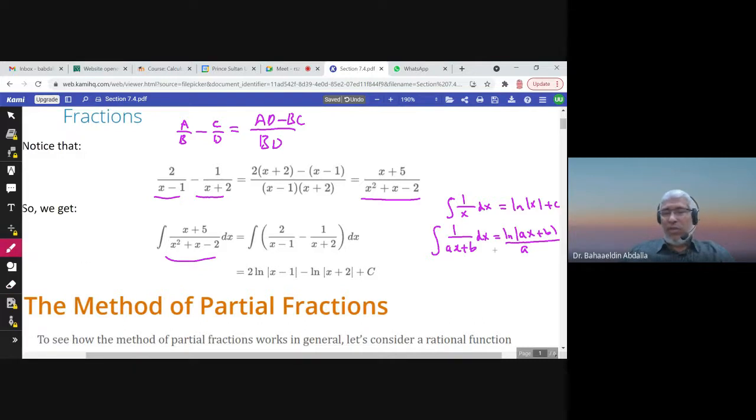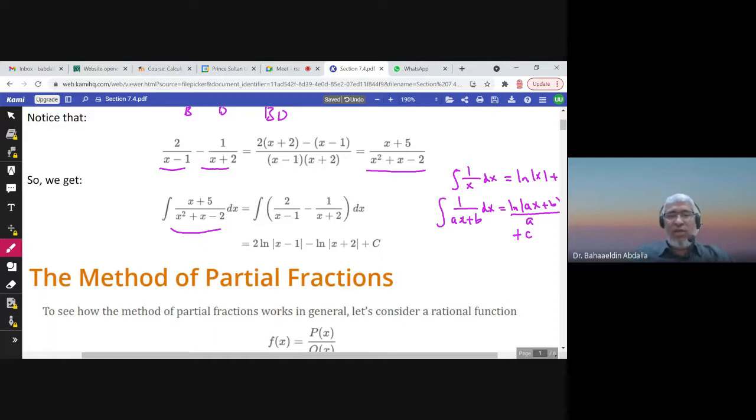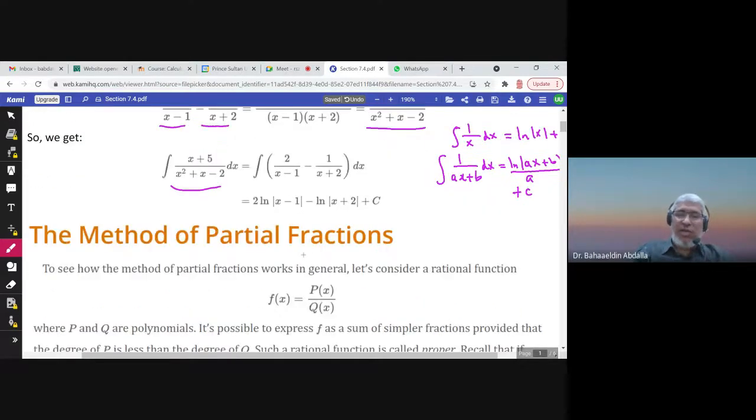So here, integral of 2 over x minus 1, 2 is a constant, you take it out, and integral of 1 over x minus 1 is ln absolute value of x minus 1. So if we can write rational functions like partial fractions like this, then we will find their integral easily.